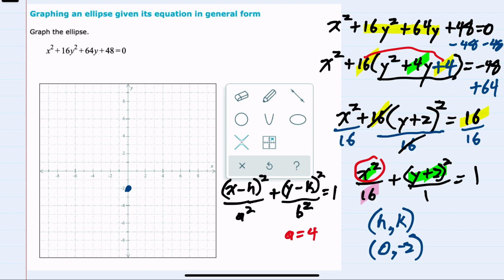And since that is underneath the x term, I would go horizontally 4 units to the right of the center and 4 units to the left of the center. This would be my major axis. And then b squared is 1, so b is 1. That's underneath the y term, so I would go up 1 unit and down 1 unit from the center. So these 4 points I can now connect to graph this ellipse.